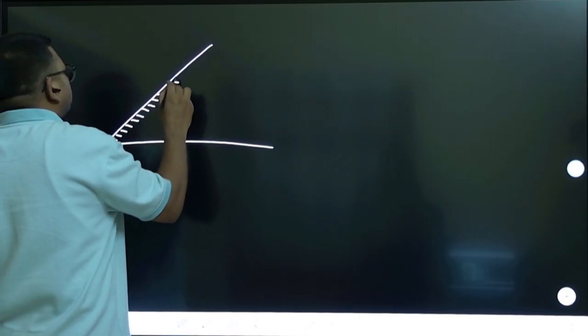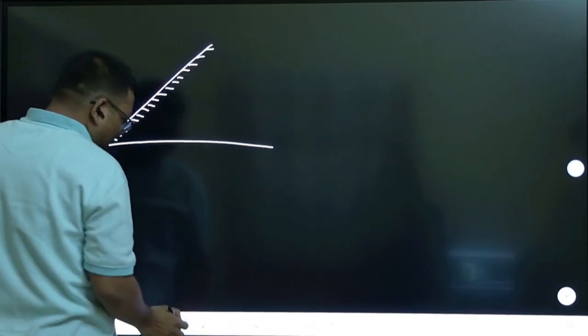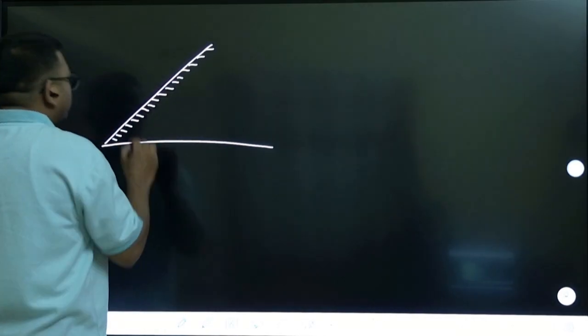Okay, so let us take up this question. Suppose there is a plane mirror like this. The plane mirror is inclined like this at an angle of theta.